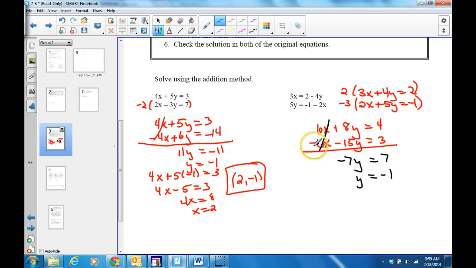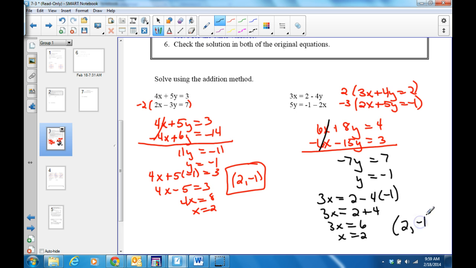So I'm going to solve for x. What would be my easiest equation to pick on the up here to solve for x with? Yeah, the top one, because it's almost there, but not quite. It's got x's kind of by itself. So it'll be 2 minus 4 times -1. So it'll be 2 plus 4, because -4 times -1 is positive. So 3x equals 6, and x is 2. So my solution to this is 2, -1.